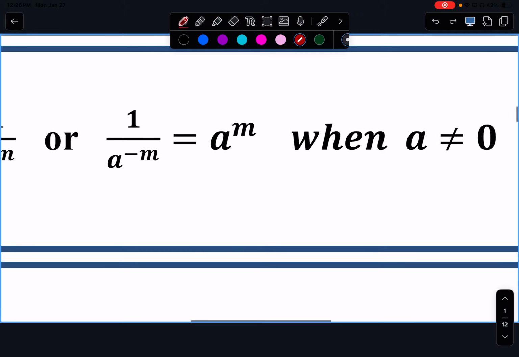And here it says where a can't be 0, because what would happen if a is 0? Can we divide by 0? No. So that causes a problem in our questions.